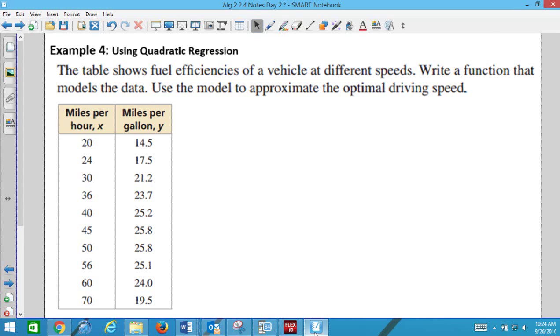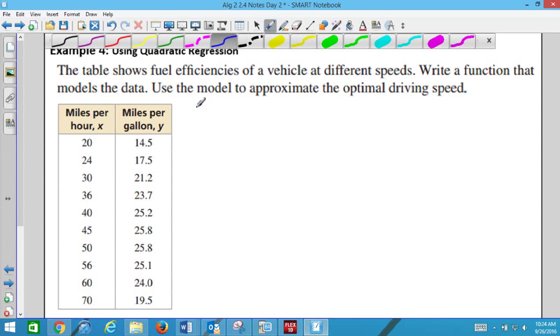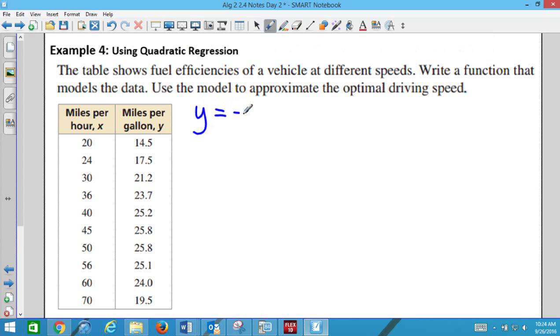Write down your equation. It asks for the equation. And I'm just rounding. So negative 0.0141x squared plus 1.366x minus 7.144. There's my approximate equation.